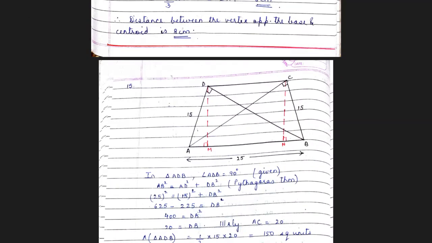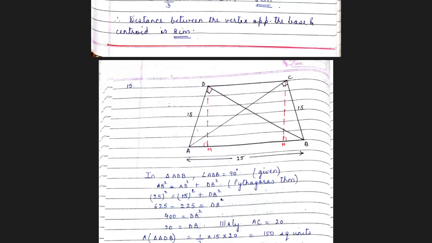Now we drew perpendiculars DM and CN. Now I know the area, I know the base, so I could find the height. DM I found out. Once DM and CN were found, I know the height of the trapezium. Now once I knew the height from the base 25, I took triangle DMA.